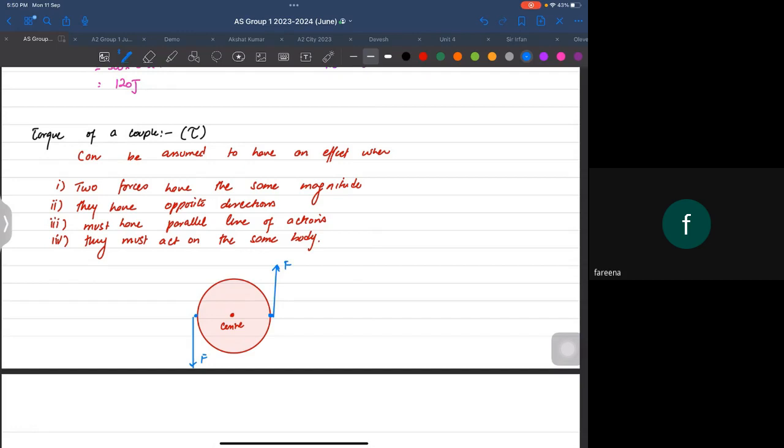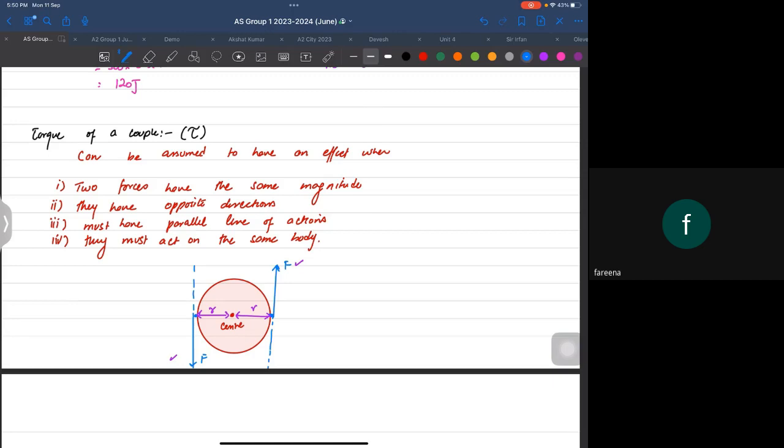Now you see, if this is the radius of the circle, R, this would also be the radius of the circle. Now, the first condition is that there has to be two forces of equal magnitude, which you can see right now. They have opposite direction. This is going up, this is going down. The third thing is they must have parallel lines of action. So the line of action of this force is here and the other force is here, so they are parallel to each other, right? And then they must act on the same body. They are acting on the same body, as you can see.